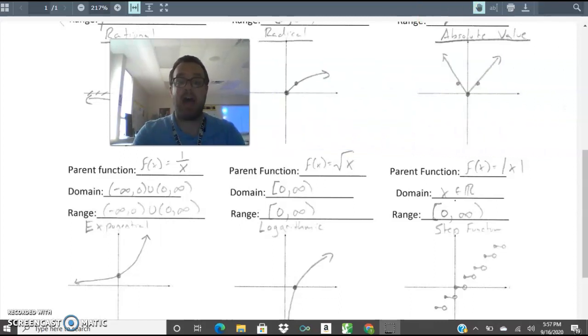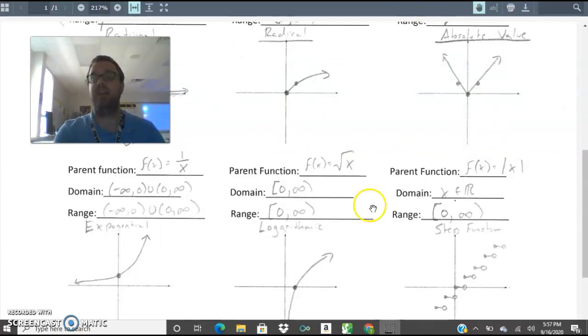The next one is the absolute value function. This is represented with these lines around your x, meaning the absolute value means the distance from 0. Okay, that's what it's telling us. You can also think of it as making things positive. So you put a negative number in absolute value, you get a positive number out.